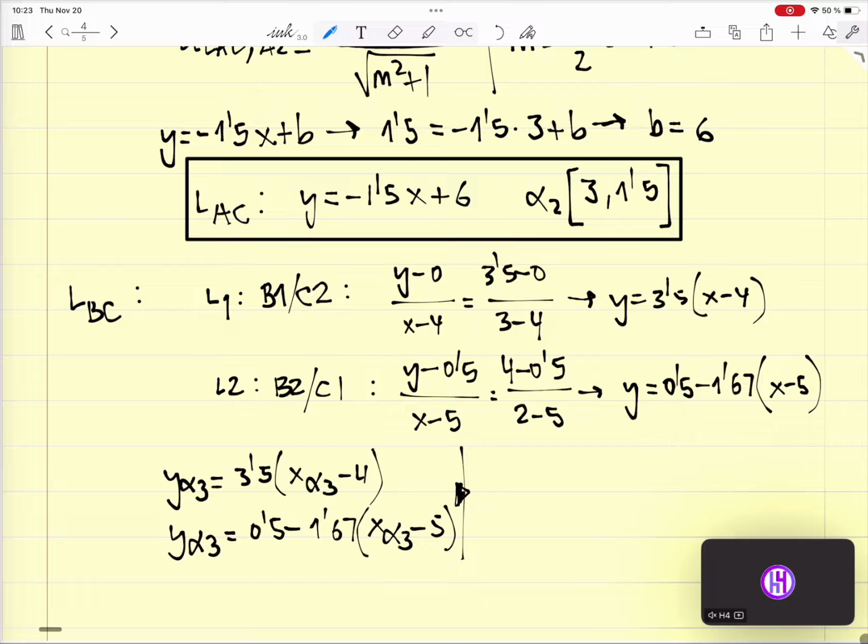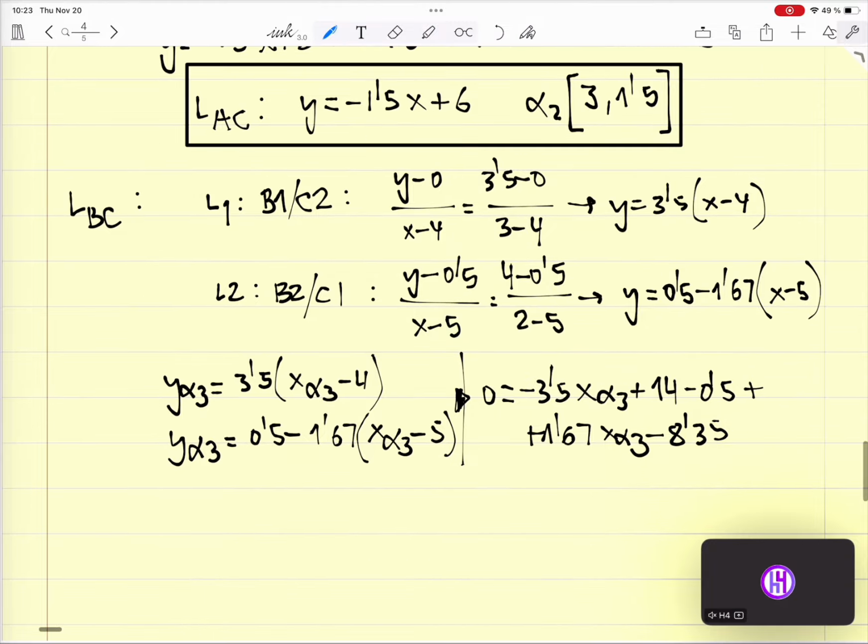Okay, so resulting is 0 equal minus 3.5 x alpha 3 plus 14 minus 0.5 plus 1.67 x alpha 3 minus 8.35. Okay, resulting then in x alpha 3 equal 2.814, y alpha 3 equal 4.15.